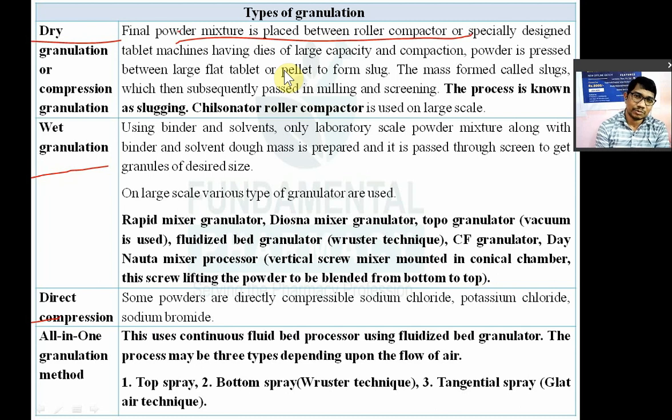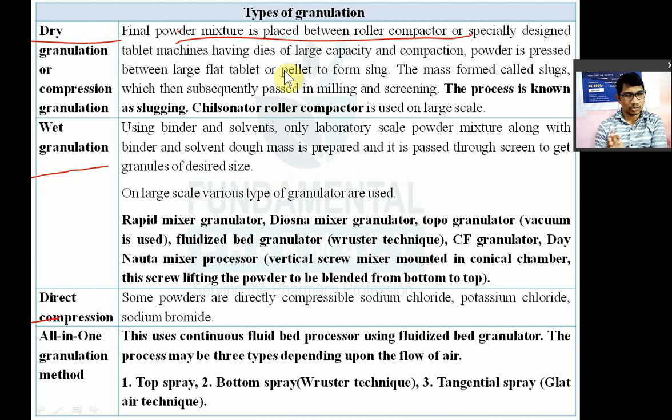Another method is that by using your final blend, final mixture, you can make a large size tablet by using a specially designed tableting machine. मोटे मोटे tableting machine असतात. Normal tablet तो छोटा होता है, but ये जो large size tablet making machine है, इसमें आपको finally जो blend होता है, you have to pass through that machine.